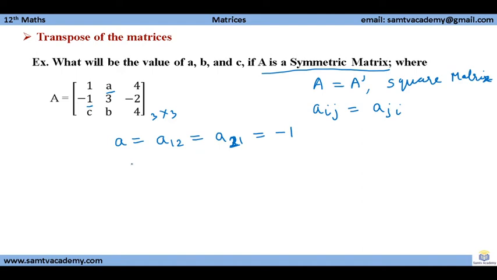Now we need to find the element B. So what is the location of B? B is in the third row second column, and it will be equal to A23, meaning second row third column. This is the third column, so this will be equal to -2.